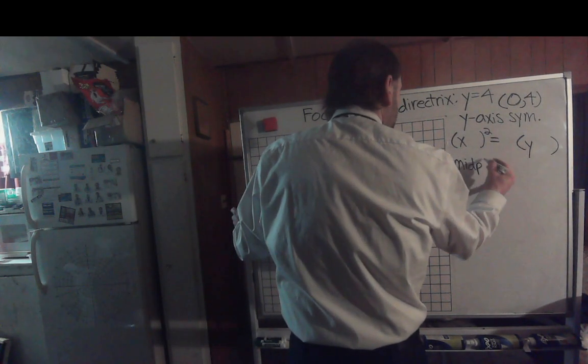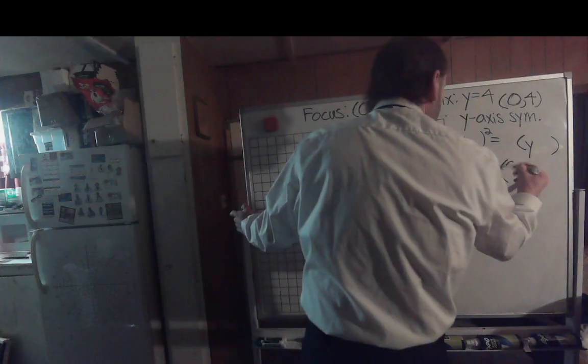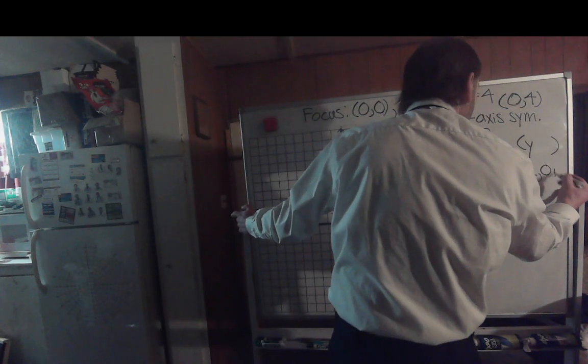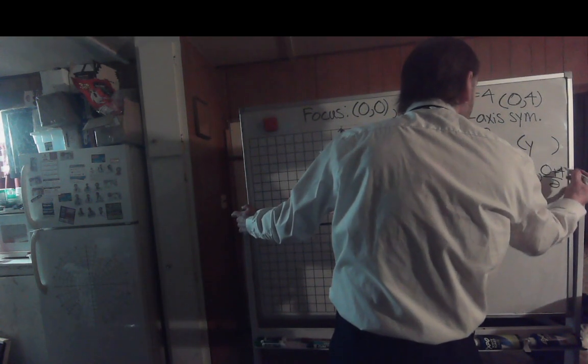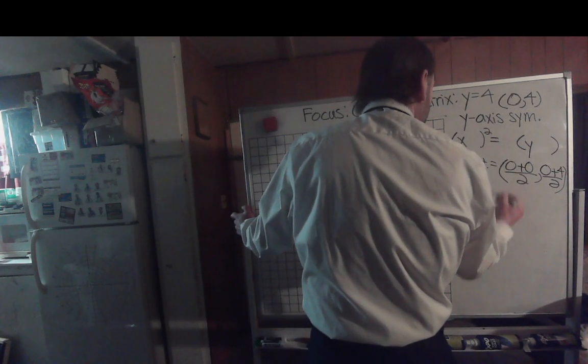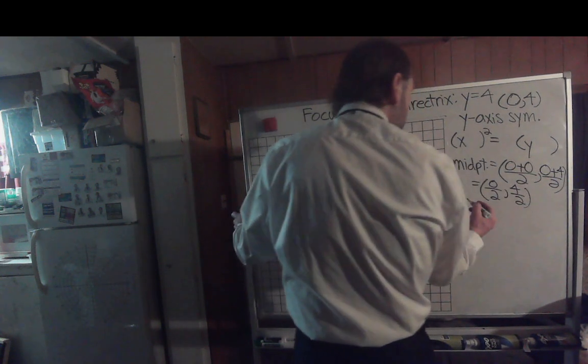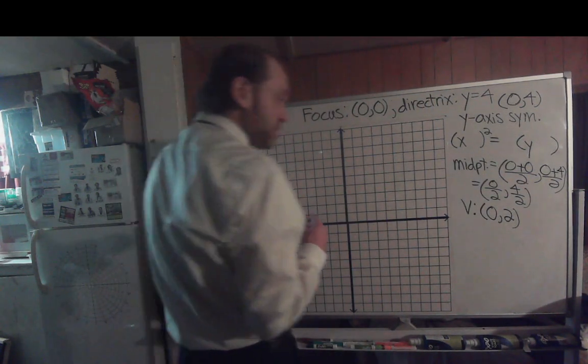So the midpoint: take your x1 of 0 plus your x2 of 0, divide that by 2, take your y1 of 0 plus your y2 of 4, divide that by 2, which would end up giving you 0 over 2, 4 over 2, which simply means your vertex is at the point (0, 2). (0, 2) is your vertex.